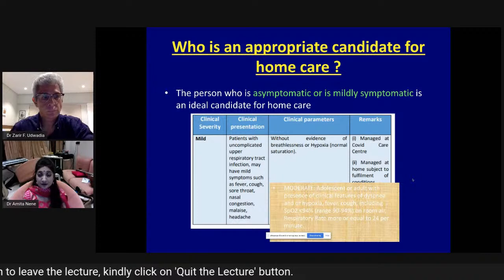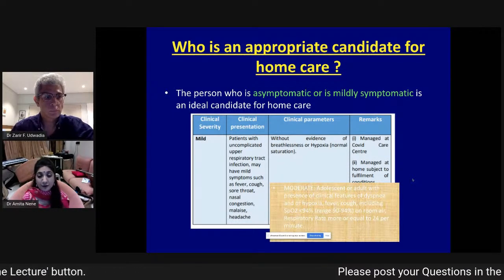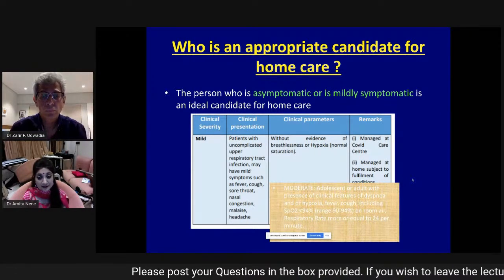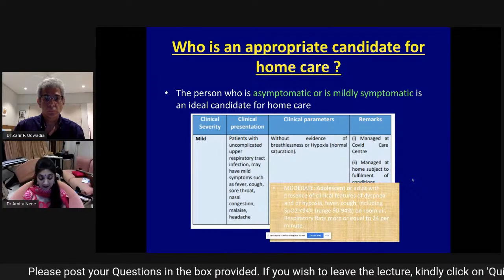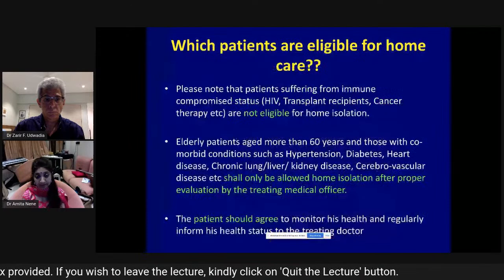Of course, if the doctor is experienced, and now that we are into COVID for more than 6 months, we all have become more brave, we can also provide care to certain patients who are moderately sick. And Dr. Udvadia and Dr. Ravindra Mehta will talk about this in their talk.